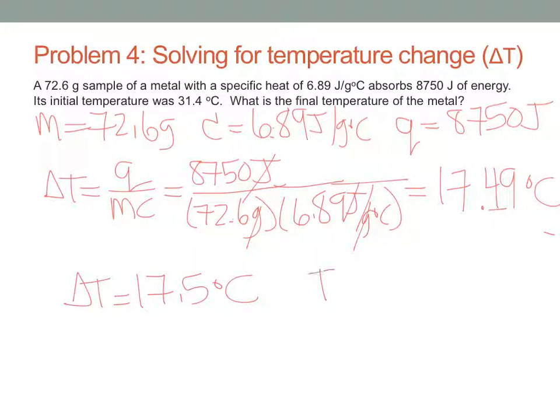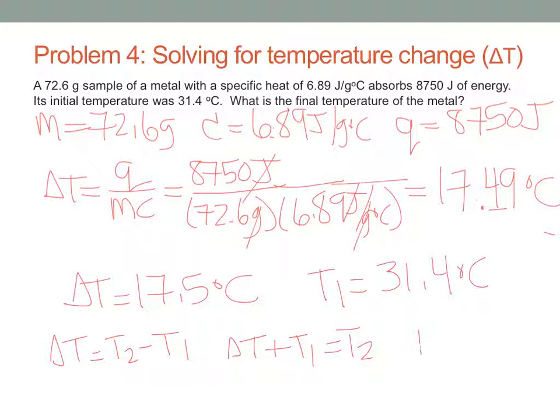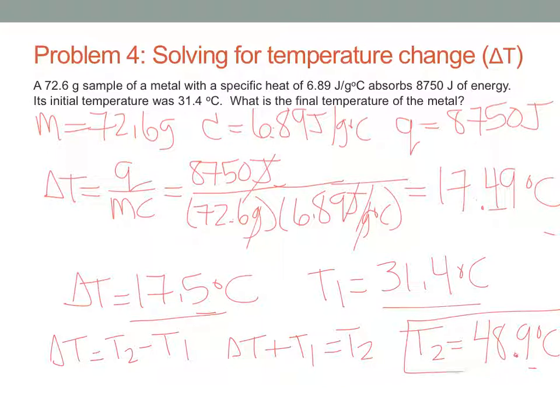Now recall that our T1 was 31.4 degrees C, and delta T is equal to T2 minus T1, which means that delta T plus T1 is going to be equal to T2, so our T2 ends up being 31.4 plus 17.5, which comes out to 48.9 degrees C. And the rule for addition is we have to round it to the same place as the number with the fewest decimals, and all of the numbers involved are to the tenths place, so we leave our answer right where it is at the tenths place.